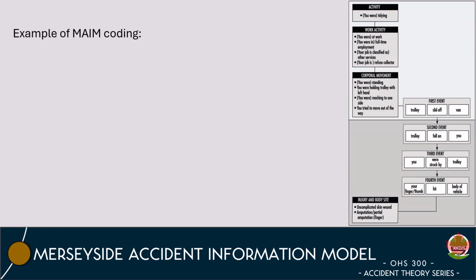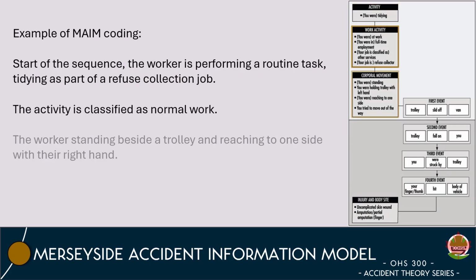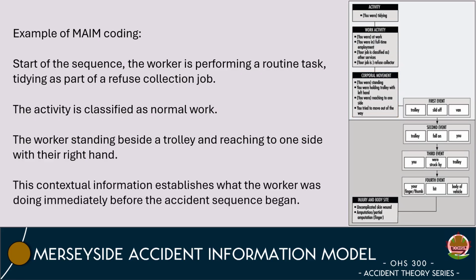An example that illustrates how an accident sequence might be coded using the MAIM approach can be seen here, based on an injury to a worker's finger or thumb. At the start of the sequence, the worker is performing a routine task, tidying as part of a refuse collection job. The activity is classified as normal work, with the worker standing beside a trolley and reaching to one side with their right hand. This contextual information establishes what the worker was doing immediately before the accident sequence began.